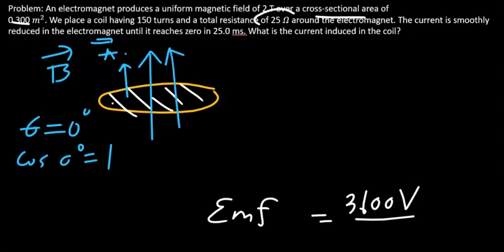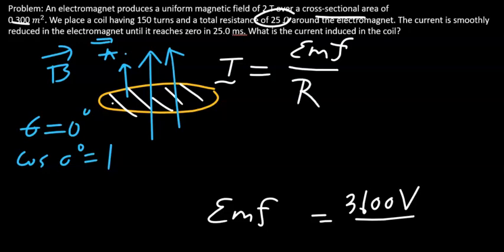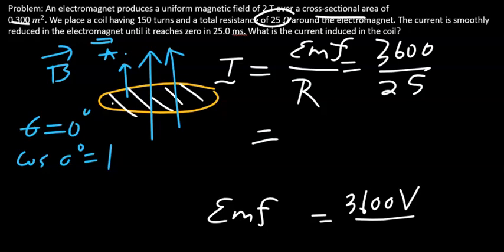Since we know the total resistance of that coil to be 25 ohms, you can determine the induced current as quite simply EMF over the total resistance, so 3600 volts over 25 ohms, and that's going to give you an induced current of 144 amperes, and that solves the problem.